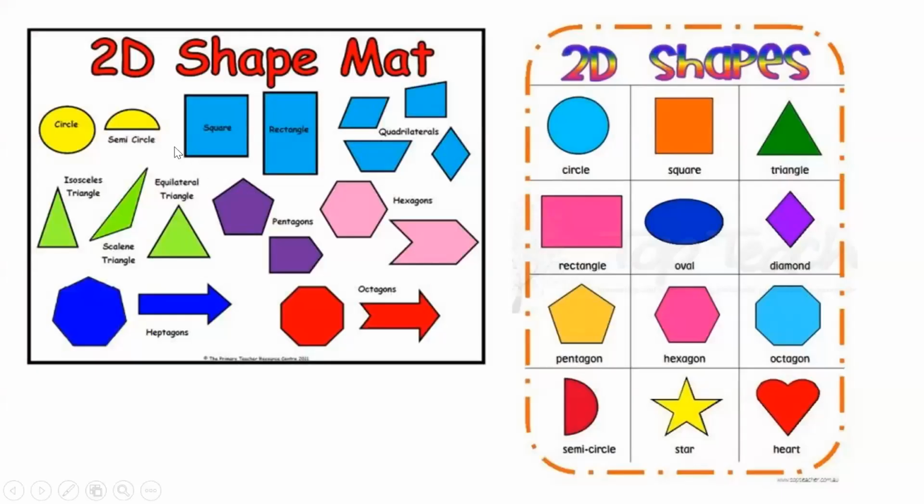And then these are the examples of two-dimensional shapes. They are circle, semicircle, square, rectangle, isosceles triangle, or segitiga sama kaki, scalene triangle, equilateral triangle, pentagons, heptagons, hexagons, octagons, and quadrilaterals.